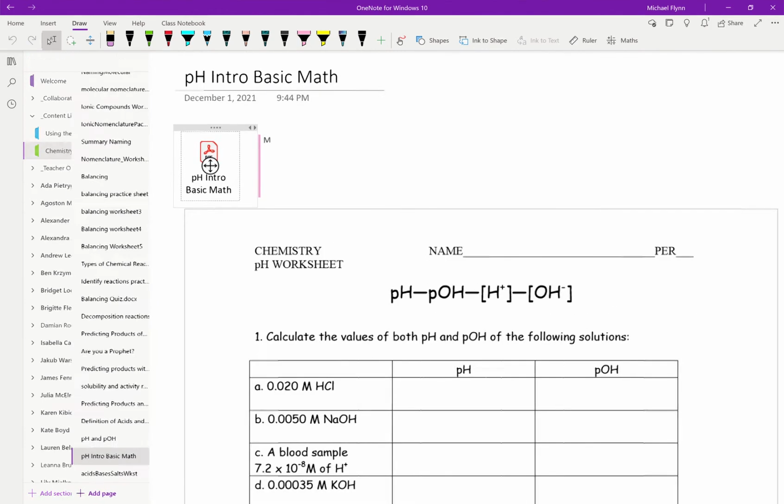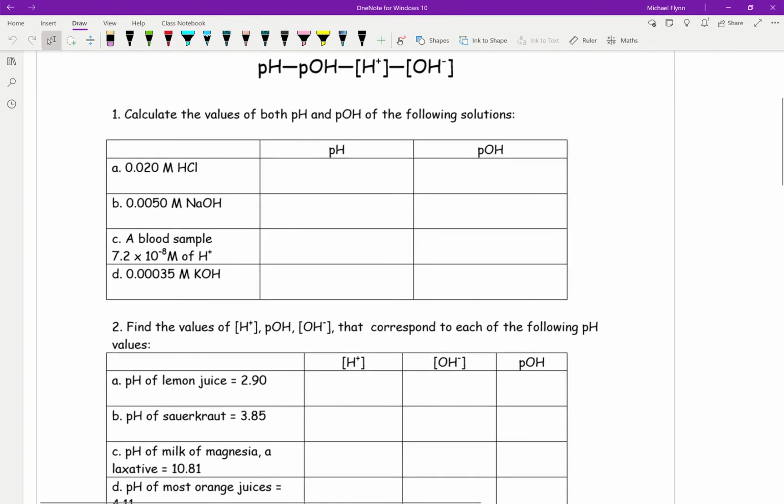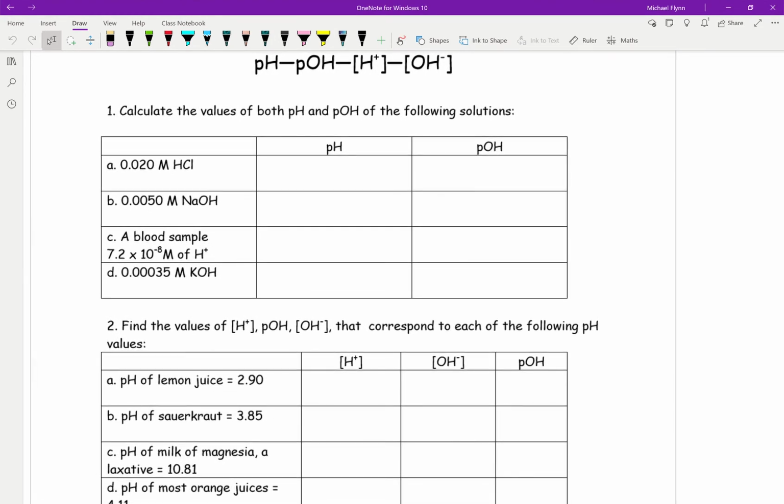All right. So here's the pH scale. Okay, now in order to do this, I'm going to do some of this with you. You're going to need a calculator. I'm going to go get my calculator because it's not in my hand.